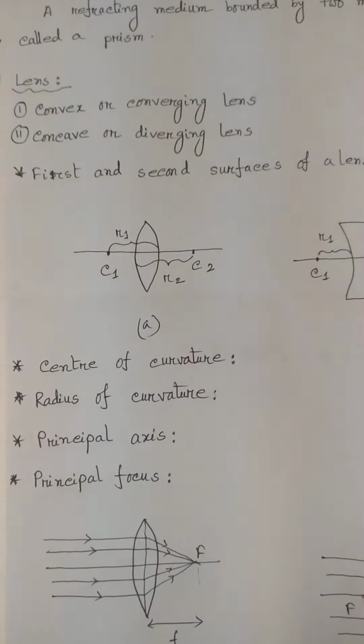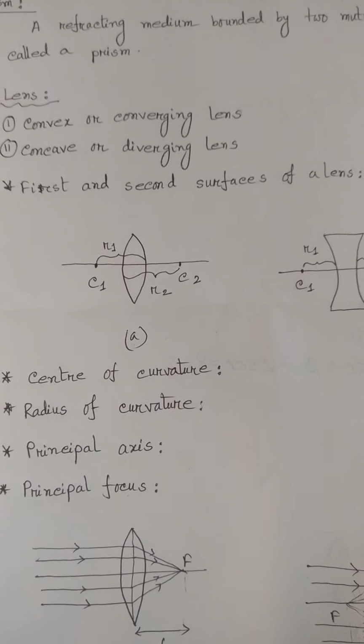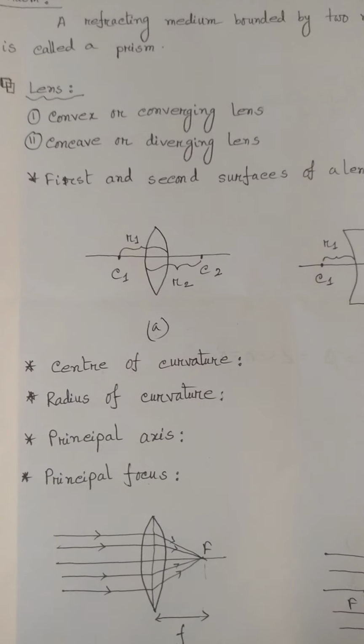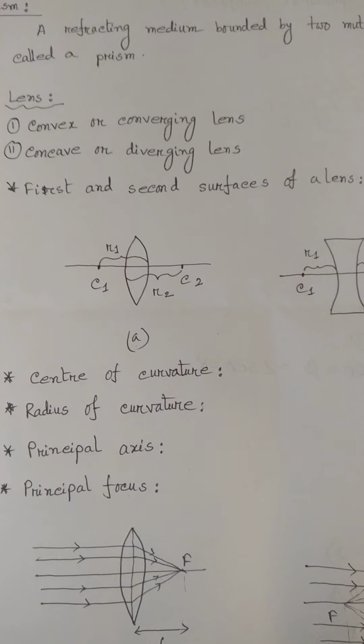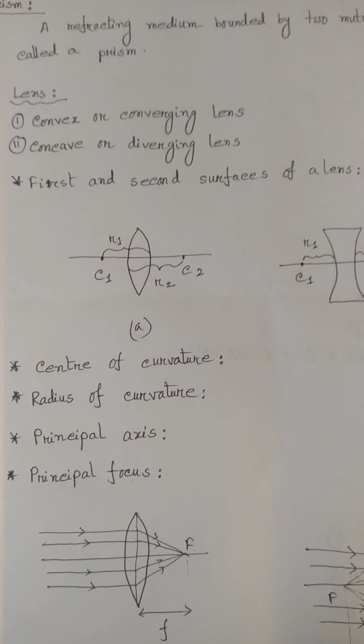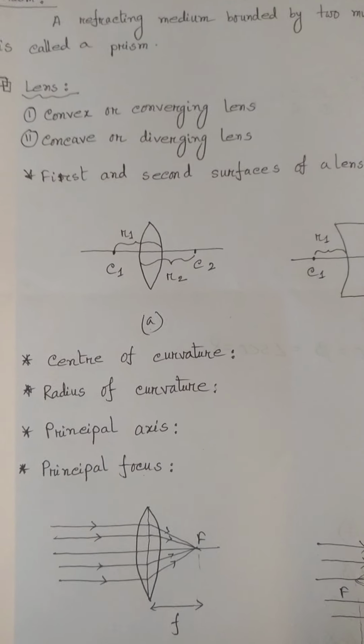What is center of curvature? The centers of the two spheres of which the surfaces of the lens are parts are called the centers of curvature of those surfaces. In the figure, C1 and C2 are the centers of curvature.